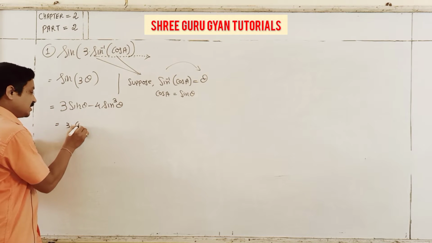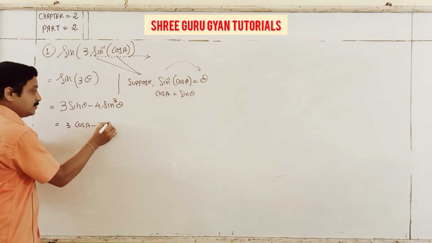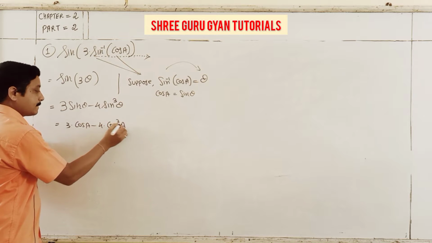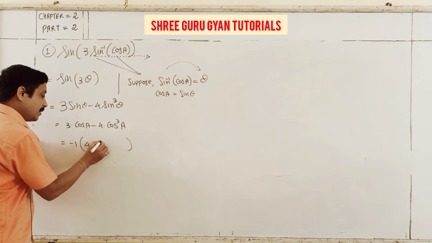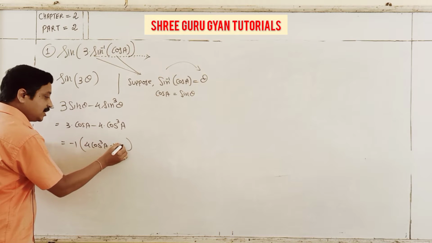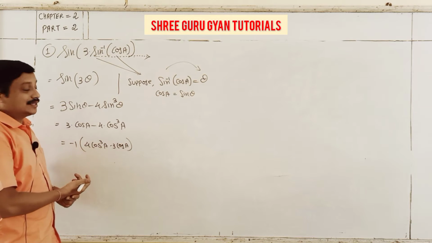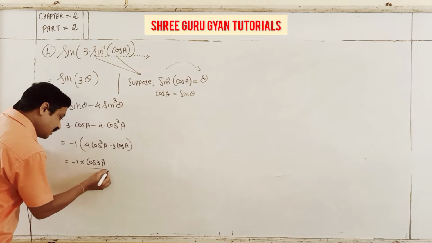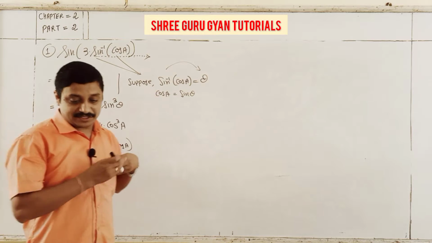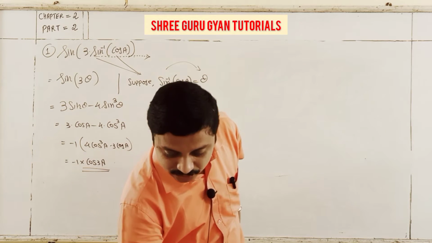Sine theta is cos A, similarly here cos cube A, and that you take minus common outside, then 4 cos cube A minus 3 cos A, and that also you know which is cos 3A, and that's your answer students. Cover by these solutions.